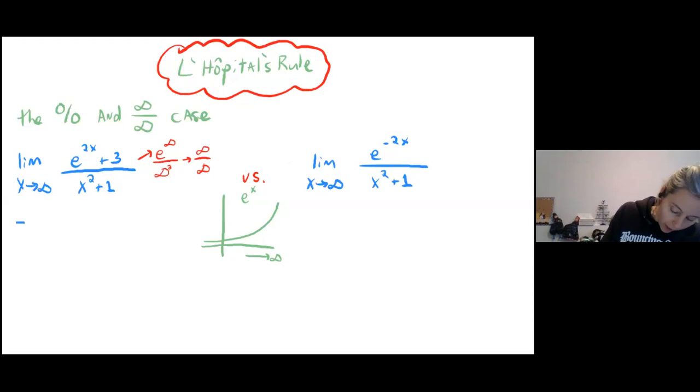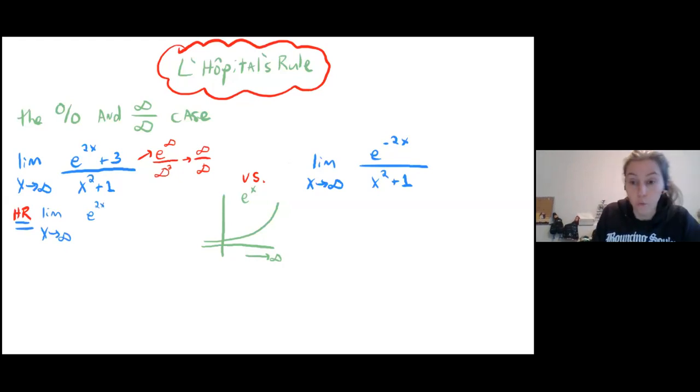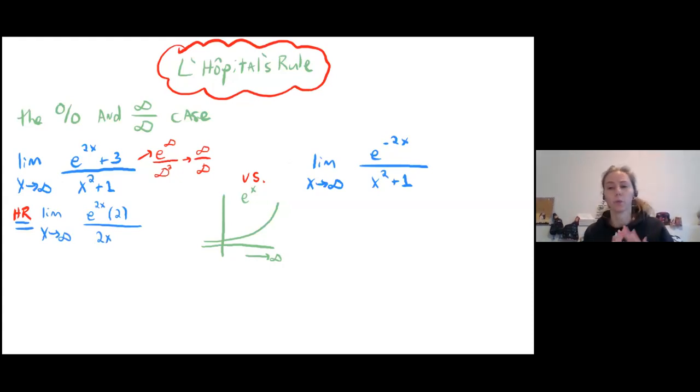So I end up with, we're going to put a little HR over the equal sign for our teacher, and say the limit as x goes to infinity, e to the 2x, don't forget the chain rule, times the derivative of 2x, times 2, over the derivative of x squared, which is 2x. Now, remember, we can use L'Hopital's rule as many times as we want, but before we use L'Hopital's rule, we always want to simplify as much as possible. So in this case, those 2's cancel out.